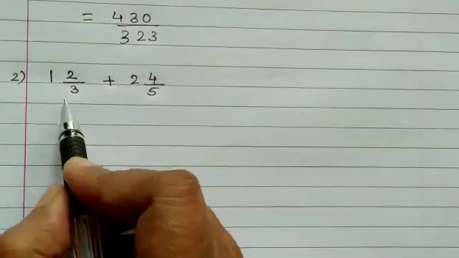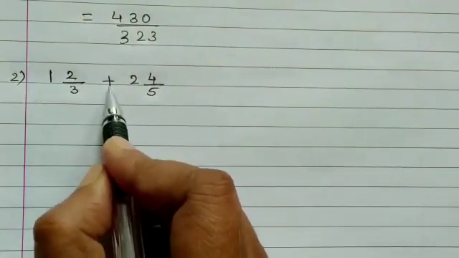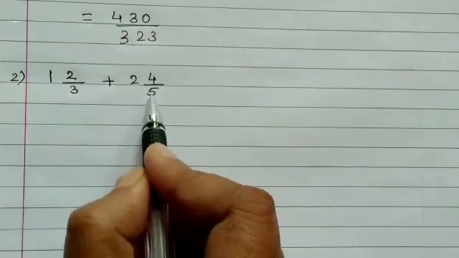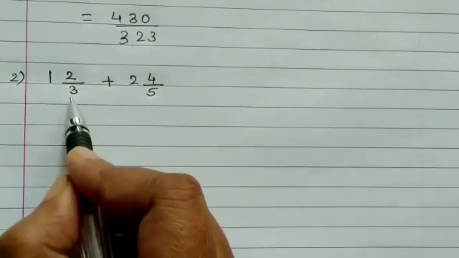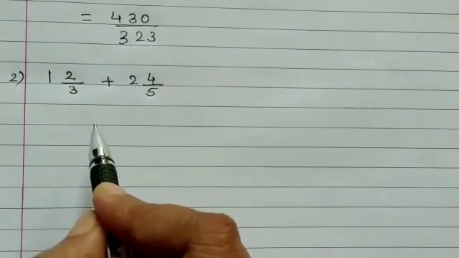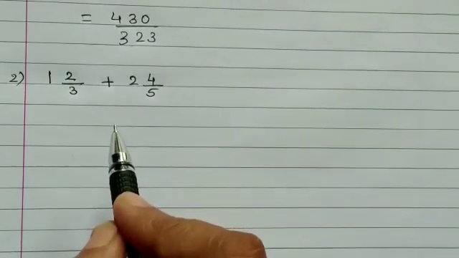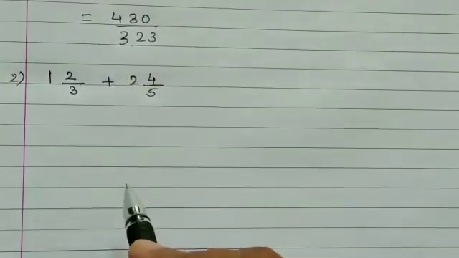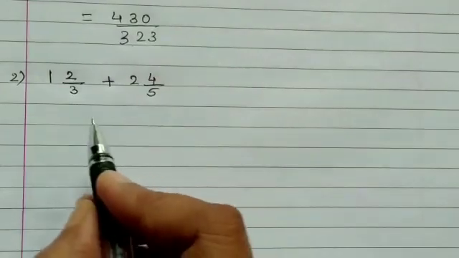Now this is question number 2. The question is 1 and 2 upon 3 plus 2 and 4 upon 5. Now these are mixed numbers. You have an integer part and a fraction part to the number. So this is called a mixed number. So when you want to add mixed numbers, we have to first convert them into improper fractions and then follow the addition rules. Now how will you convert this mixed number into an improper fraction?